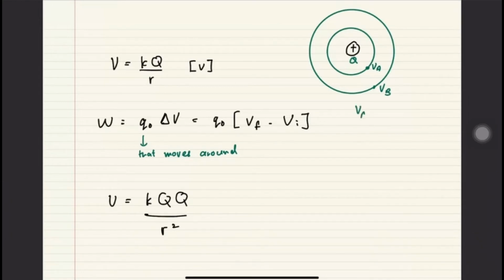So if I want to calculate VA, I have to use KQ over RA. R is the distance from the center to A. But if suddenly I put a test charge over here, and it wants to move from there to there, the one that moves is Q naught. That's what it means. I hope you guys can see. Okay, any questions?